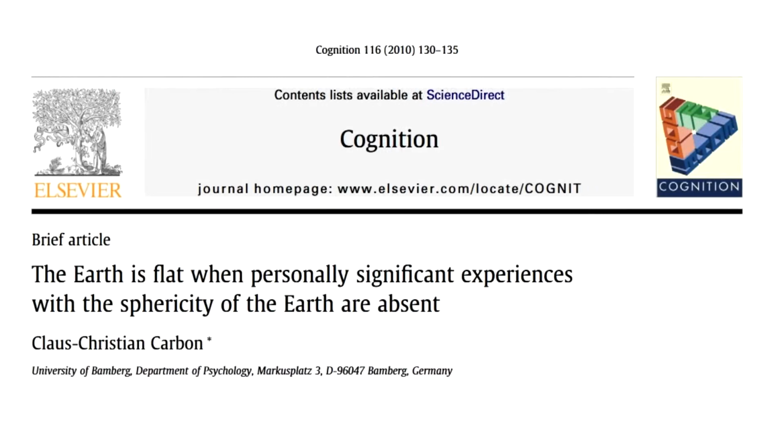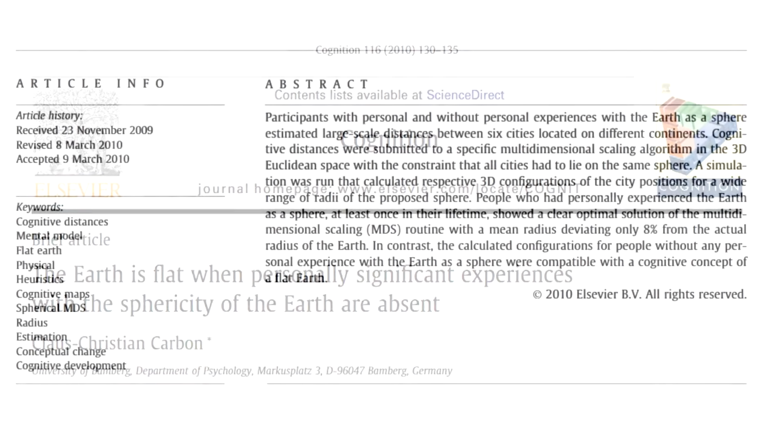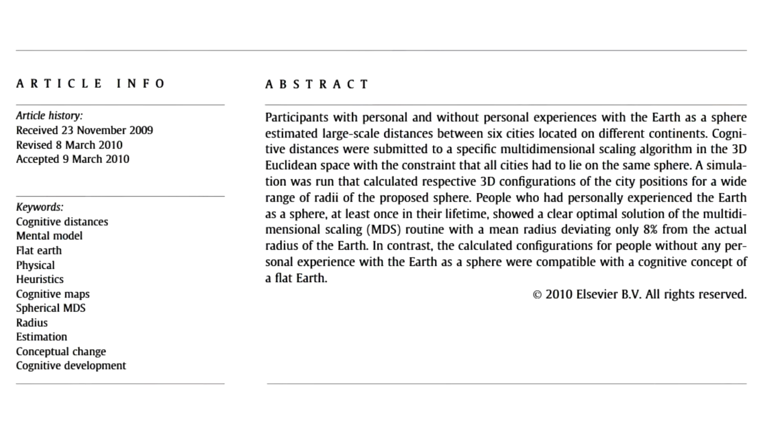46. A fascinating German University of Bamberg psychological study from 2010 titled "The Earth is Flat When Personally Significant Experiences with the Sphericity of Earth Are Absent" looked at how people's preconceived notions of the shape of the Earth affected their ability to create cognitive maps of Earth's geography. 44 participants were asked to estimate large-scale distances between different cities across the world, which were then submitted to spherical multidimensional analysis with variations in radius.